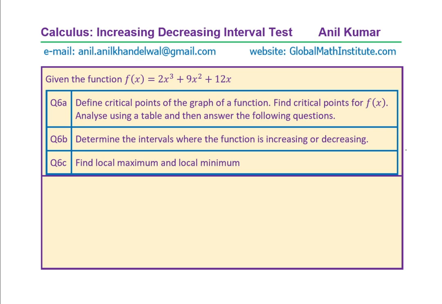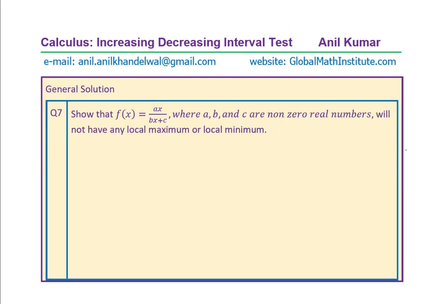Question number 6. This time we are given a polynomial, a simple function. Find the critical points of the graph of the function, analyze using a table, and then answer the following questions. Now this is a standard method. Basically, it's a knowledge-based question which kind of reviews all the concepts. Determine the interval where the function is increasing or decreasing. Find local maximum and local minimum, right? Straightforward, more or less.